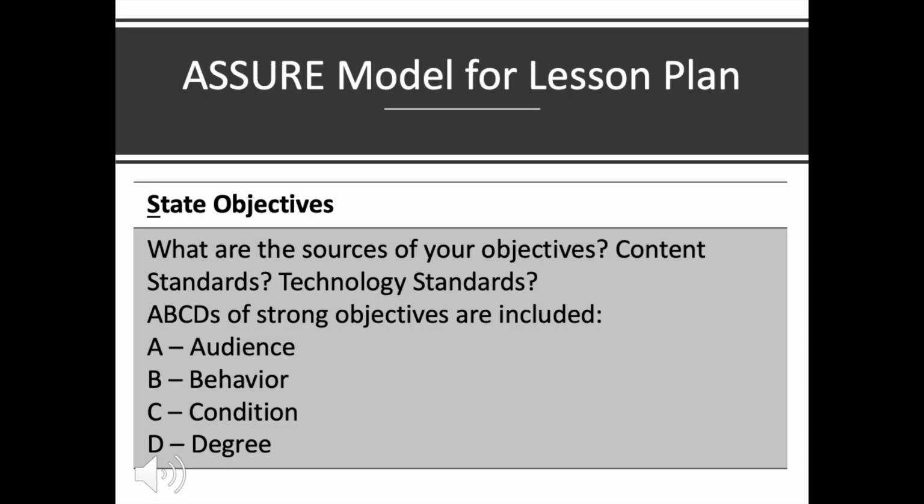Next is state the objectives. What are the sources of your objectives? What are the content standards and the technology standards? Don't forget the ABCDs of strong objectives, which include A for audience, B for behavior, C for condition, and D for the degree. For more information, feel free to look up ABCD of lesson objective writing.